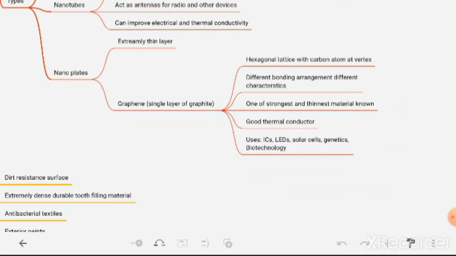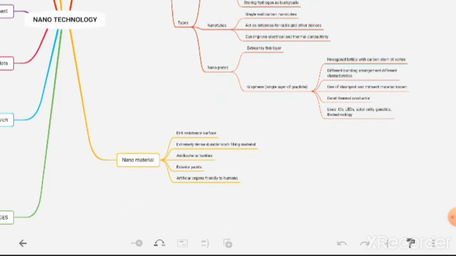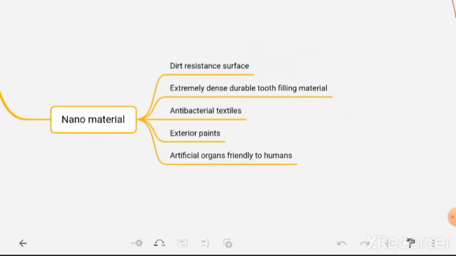It is like a thermal conductor. It's a good thermal conductor used in solar cells, genetic biotechnology, LEDs, and everywhere. So these are the types of uses. Nanomaterials can be used for dirt resistance of surfaces, like I told earlier. It means if you apply it on something, the dirt particles won't attach to it. It will reflect that.